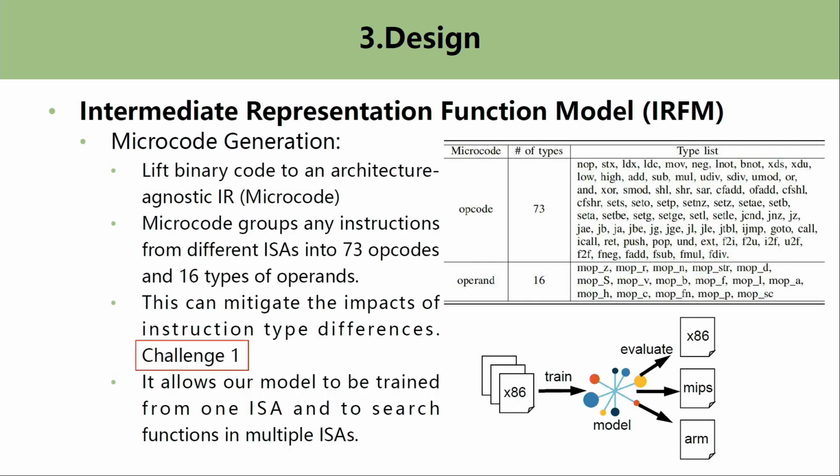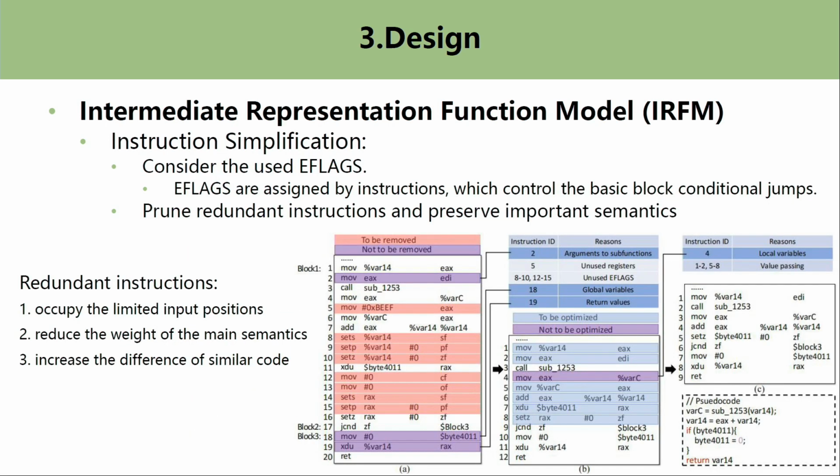The second part is instruction simplification. We consider the used e-flags in the instructions for keeping the important semantics of the control flow. We also prune redundant instructions and preserve the main semantics of binary code. The third is the language model, to generate basic block embeddings. Our language model is based on a RoBERTa model. To handle out-of-vocabulary instruction semantics, we convert out-of-vocabulary operands into their root operand tokens.